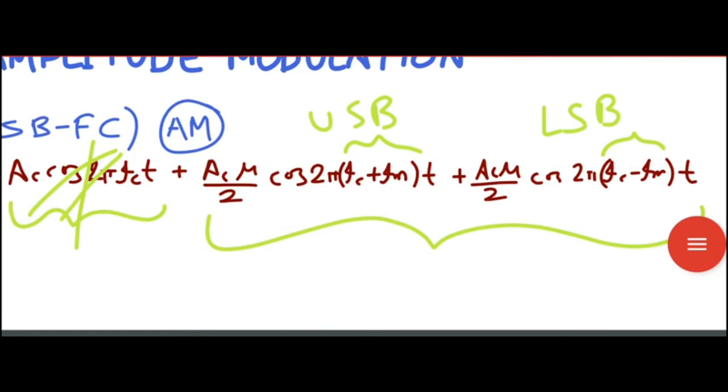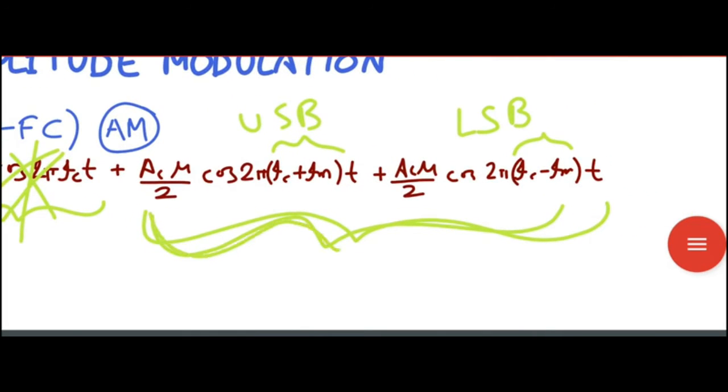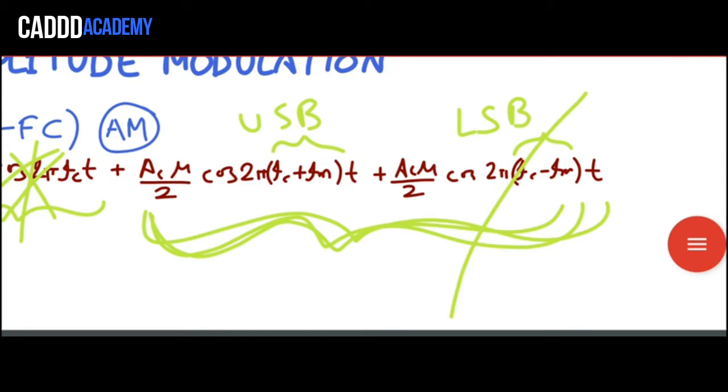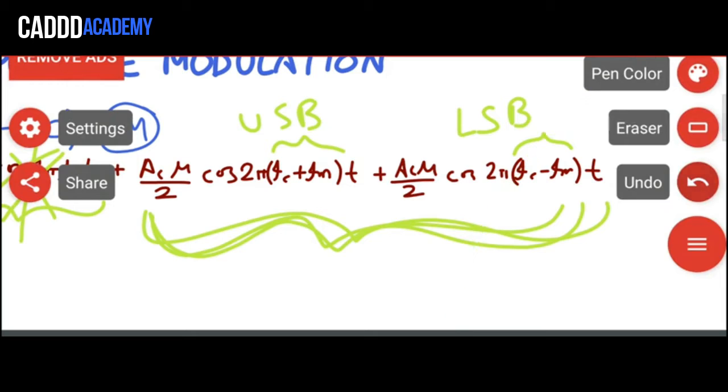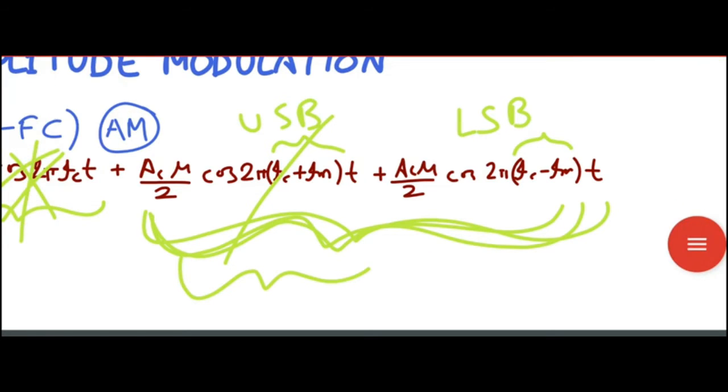So when we eliminate the carrier term, we get this signal, and this signal is double sideband suppressed carrier, because we have eliminated the carrier. Now when we are left with the upper sideband and lower sideband, when we eliminate either this LSB or this USB, we are left with only one sideband, and that is called the single sideband.